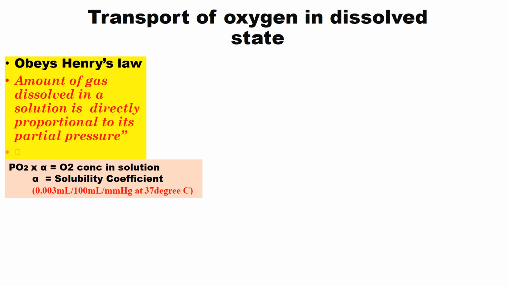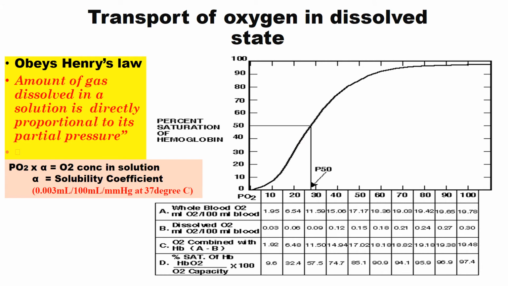So this is seen in this graph. As you can see, the x-axis represents the partial pressure of oxygen. Here you can see it is ranging from 10, 20, 30, 40, 50, 60 and continuing up to 100 millimeters of mercury. So the partial pressure of oxygen is represented on the x-axis, and then we move to this column which states the dissolved oxygen per 100 ml of blood.